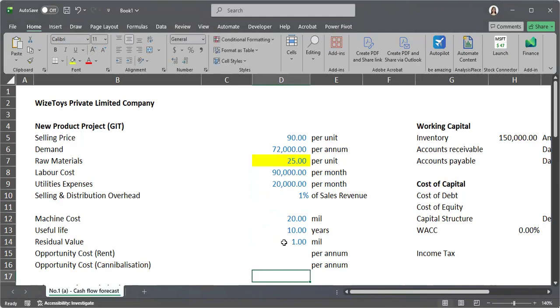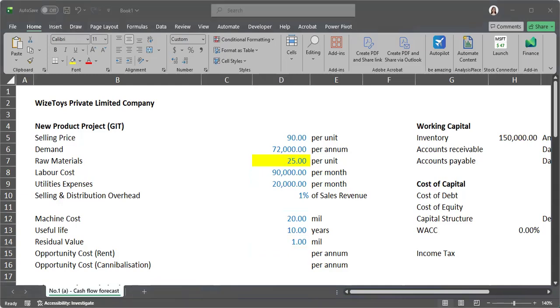Residual value means, after the 10 years, what is the value on the market? It's like a car that depreciates after 10 years. If the car can still run, then it still has some value in the market. So for these machines, in the market after 10 years, they still have 1 million in value.